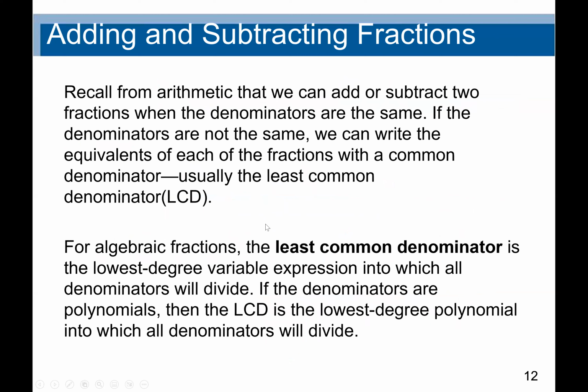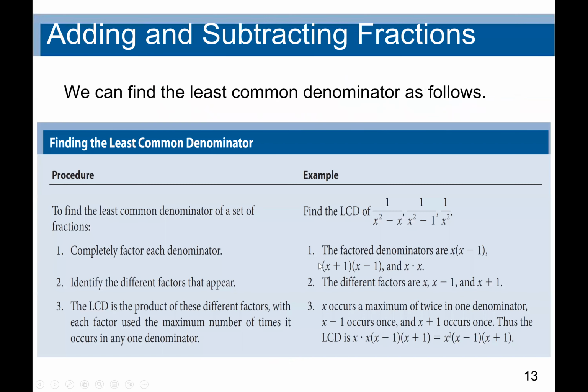Now let's see the addition and subtraction of fractions. With addition and subtraction of fractions, we always have to find the least common denominator. So for example, how do we find the least common denominator? Let's say we have 1 over x squared minus x, 1 over x squared minus 1, and 1 over x squared. We should find the least common denominator. The least common denominator will be the term such that if we divide it by x squared minus x, x squared minus 1, and x squared, the remainder will be 0, and the value will be either 1 or more.